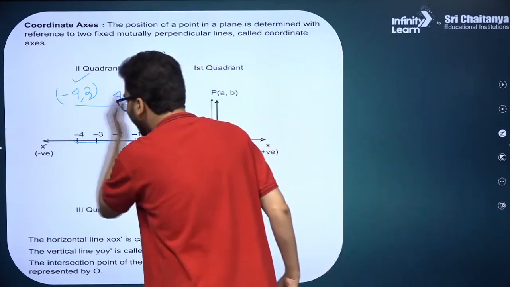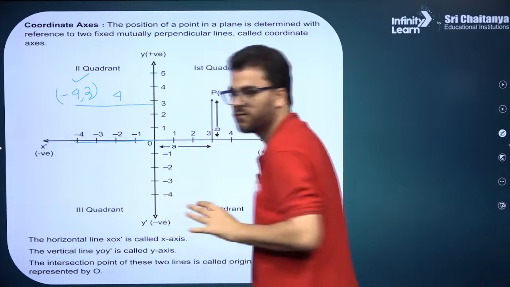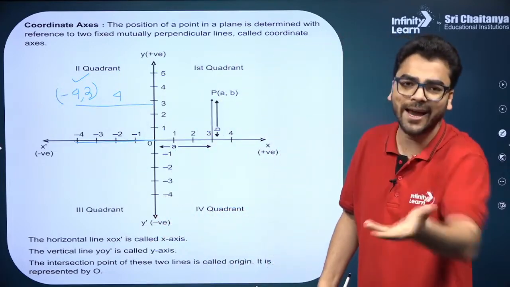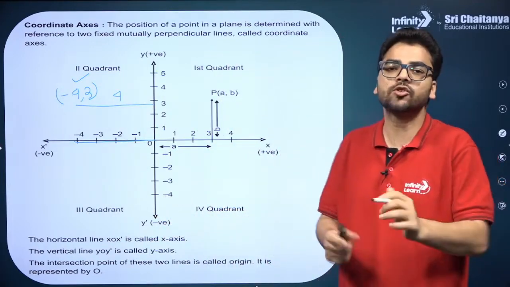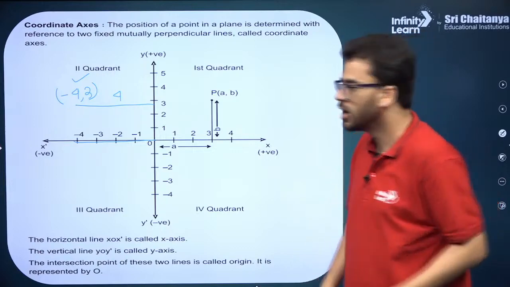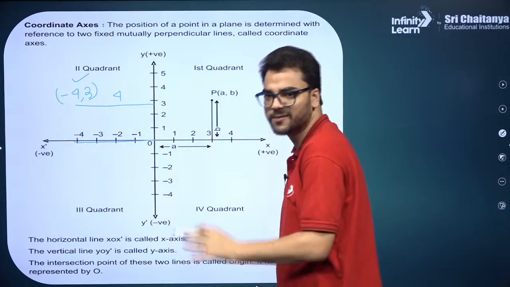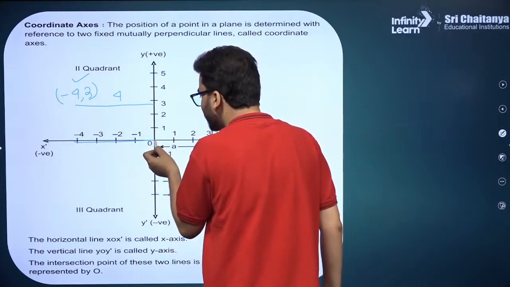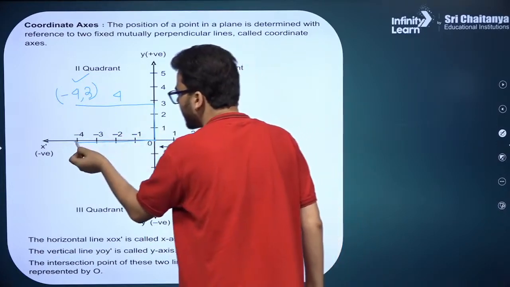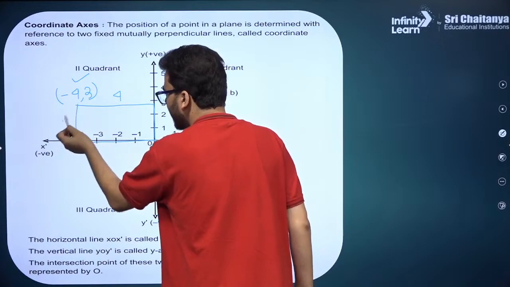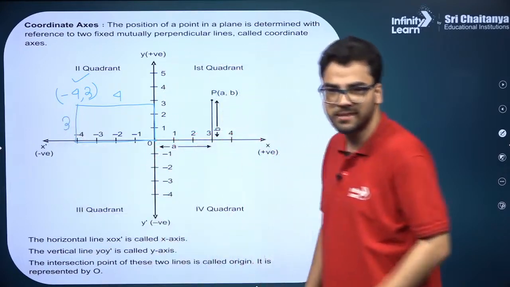Although this is in the negative direction, you are getting minus 4 because you are going in the negative direction. But that does not make the distance negative. So the perpendicular distance of this point from the y-axis is plus 4 units. And the perpendicular distance from the x-axis is 3 units.